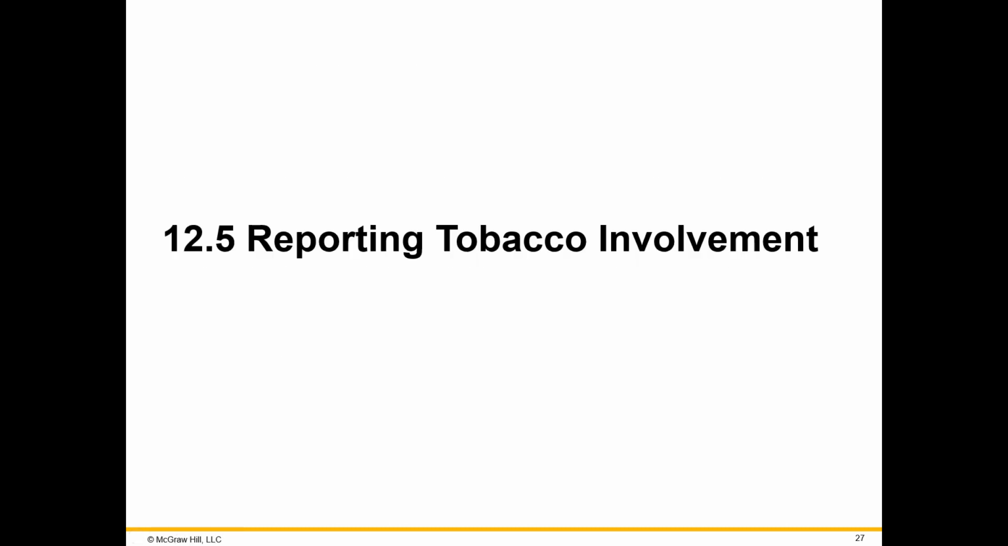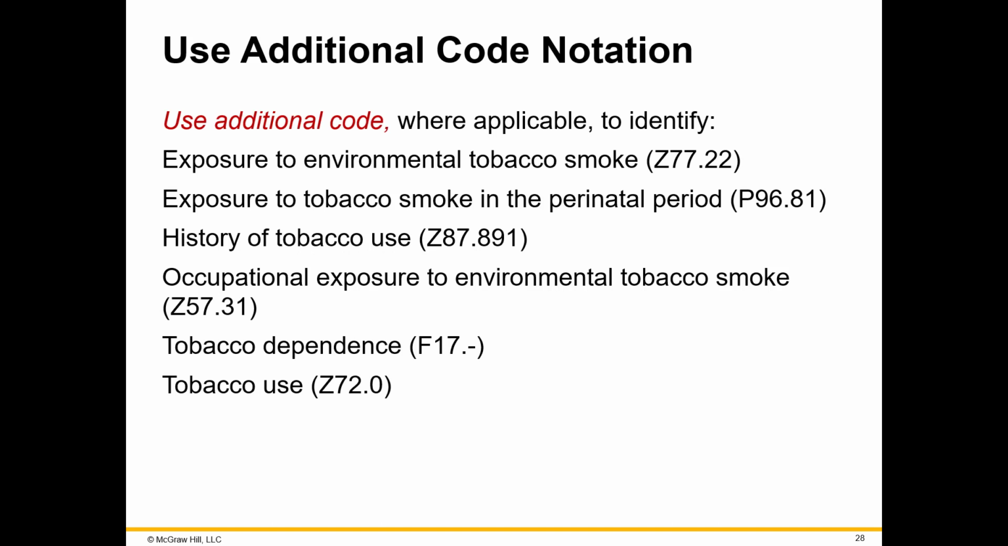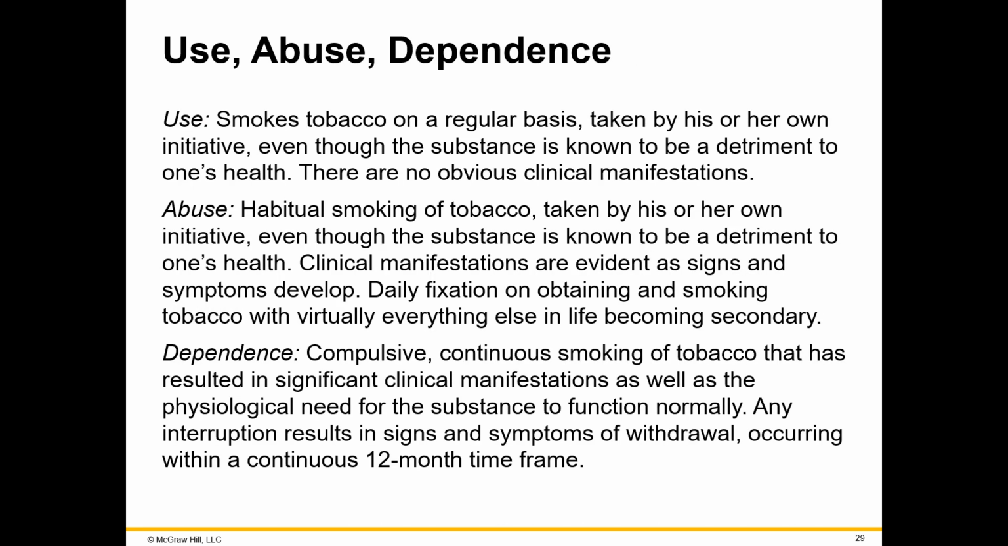12.5, reporting tobacco involvement. Use additional code notation. Use additional code where applicable to identify exposure to environmental tobacco smoke, Z77.22, exposure to tobacco smoke in the perinatal period, P96.81, history of tobacco use, Z87.891, occupational exposure to environmental tobacco smoke, Z57.31, tobacco dependence, F17, and tobacco use is Z72.0. Let's look at the differences between use, abuse, and dependence.